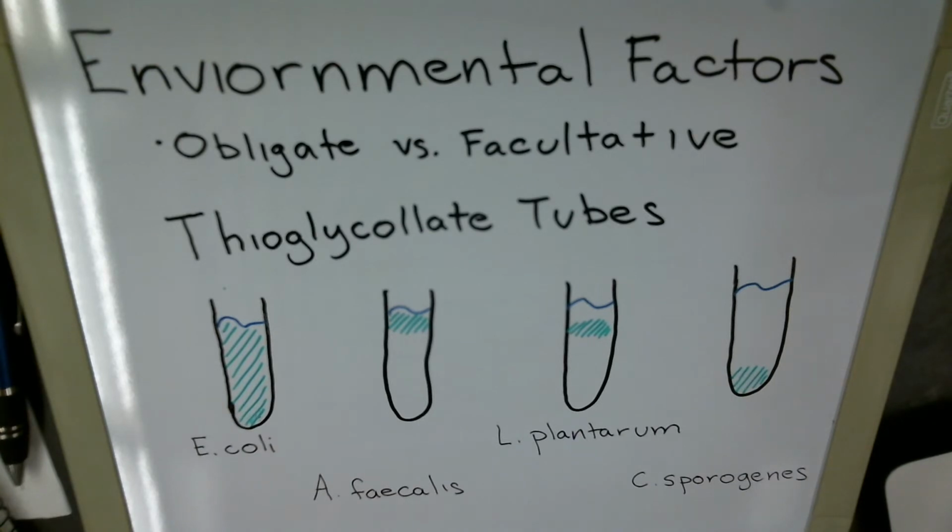For your practical, you should be able to remember the names that go with the appropriate growth conditions. So throughout the tube, E. coli, A. faecalis at the top, L. plantarum kind of towards the top, and then C. sporogenes at the bottom. When I took this class, I had to remember the names for all these test tubes.